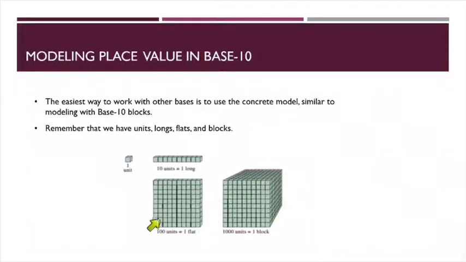And then a flat is 10 longs. So, in other words, this is 10 to the 0, this is 10 to the first. This flat contains 10 to the second units, and then a block is 10 flats. So a block is 10 to the third units. And it's always 10 because we're in base 10. So 1, 10, 100, 1000.